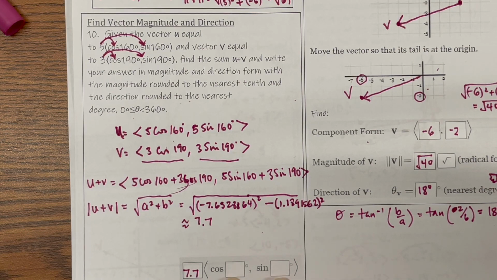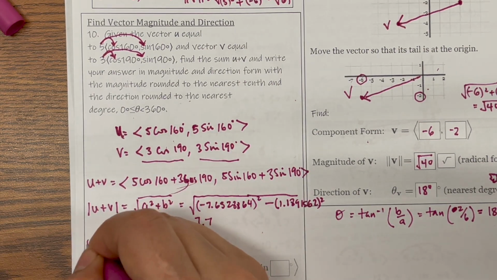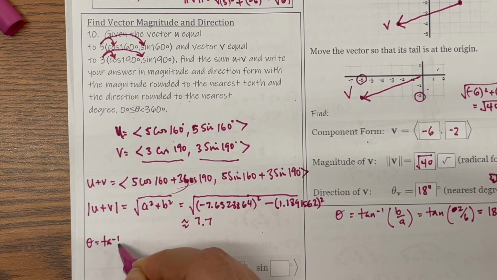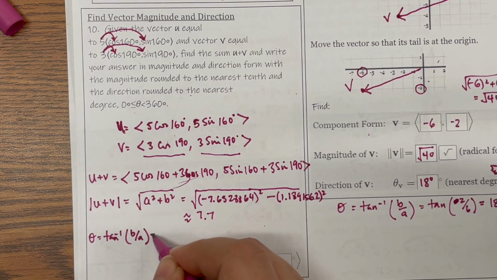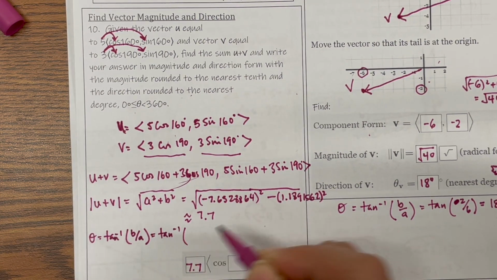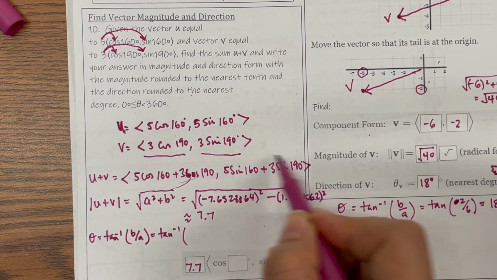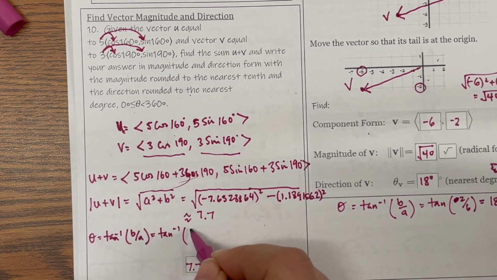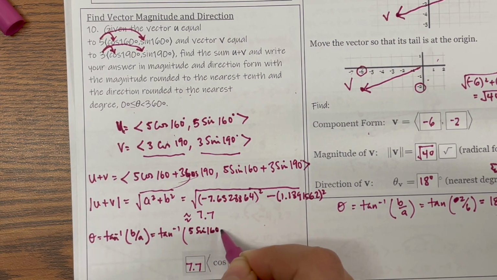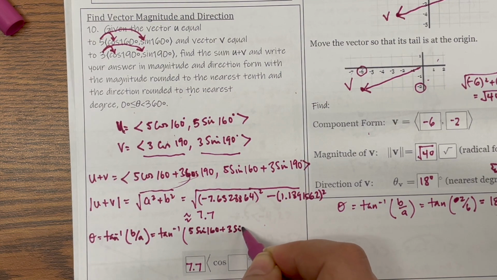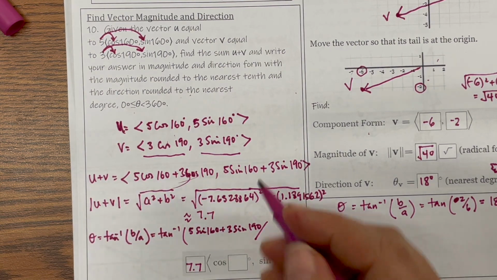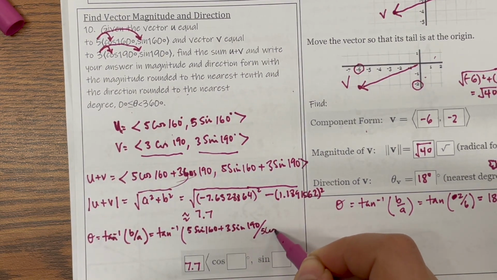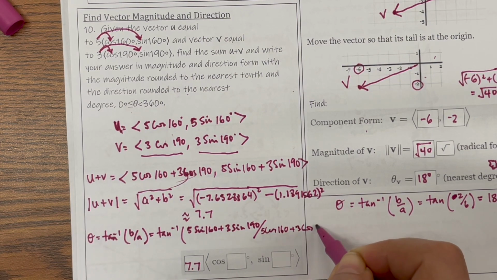Now we need to find out what theta is, right? So remember, that is equal to the inverse tan of b over a. So the inverse tan of b, so again, b is this whole thing right here. All right, so 5 sine 160 plus 3 sine 190 divided by A, which is this whole part right here. So that's going to be 5 cosine 160 plus 3 cosine 190.